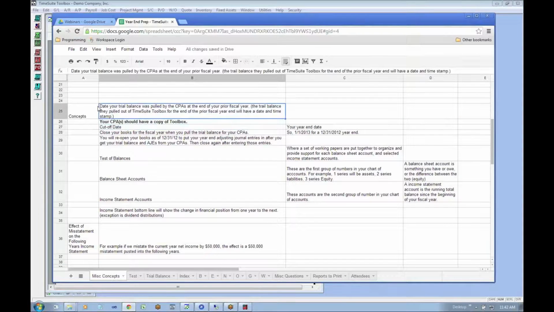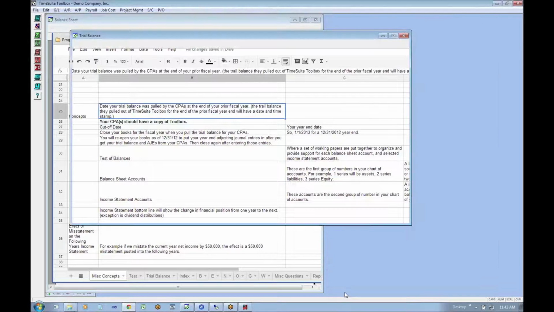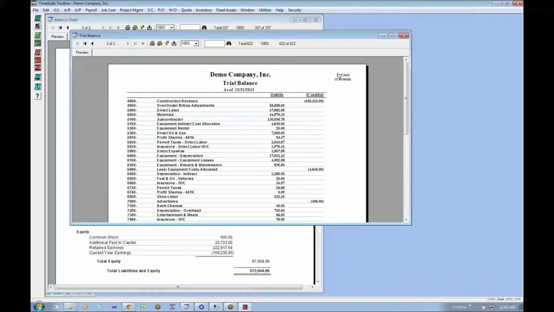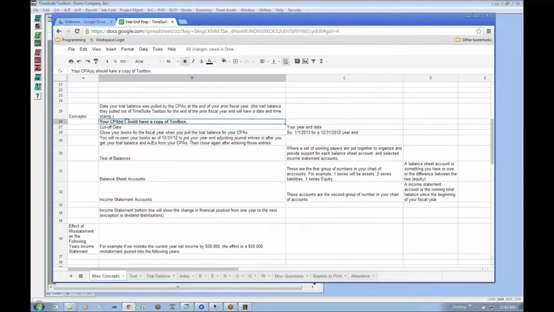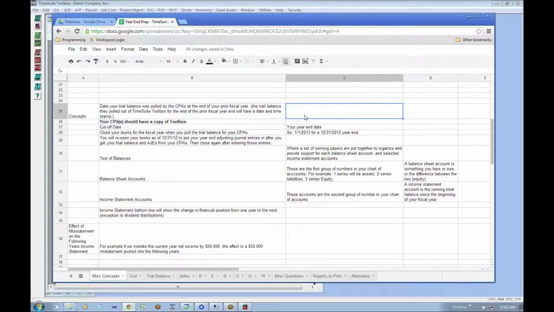So what we're saying here is that if you're not sure what date they pulled their trial balance, you could call them and basically ask them what date is on the upper right-hand corner of the screen. So it would tell you right there the day they pulled the trial balance. So if you're not sure, you can just call them. Your CPA will have a copy. Okay, your CPA firm will have a copy of that trial balance in their working papers.